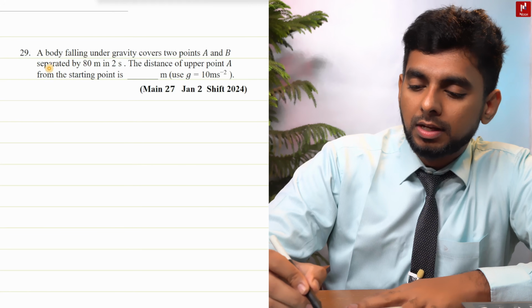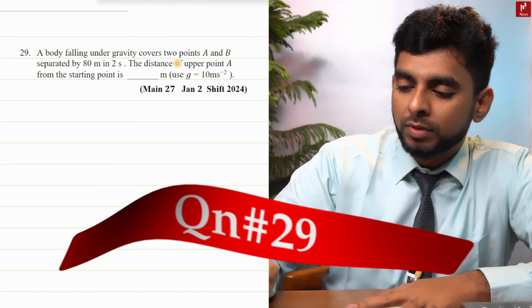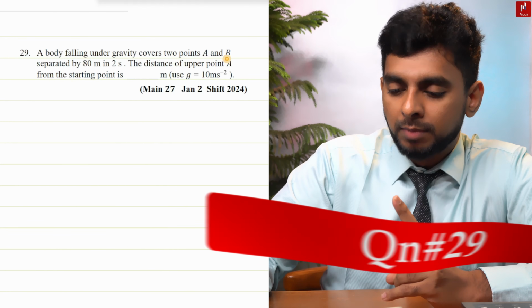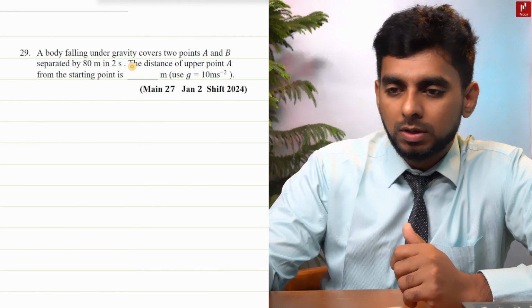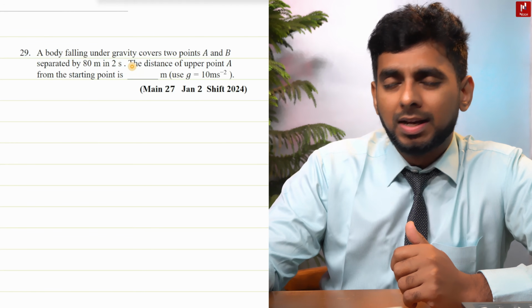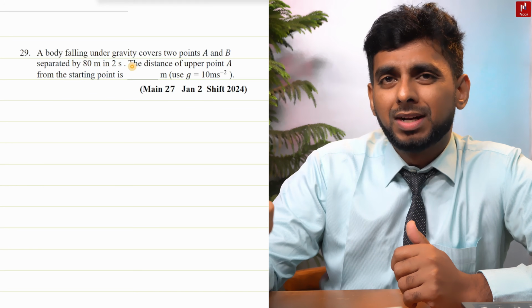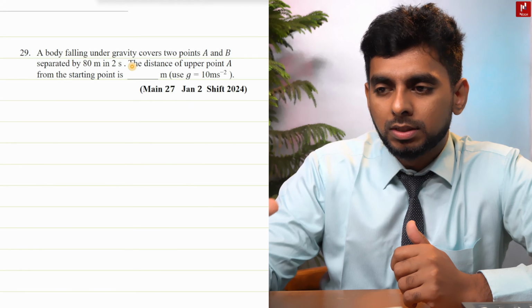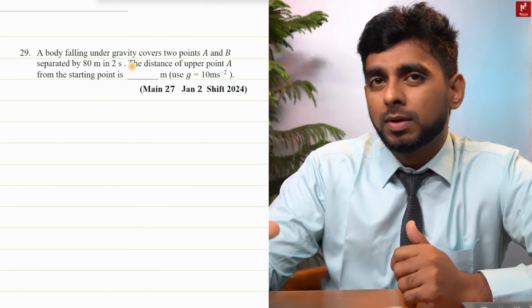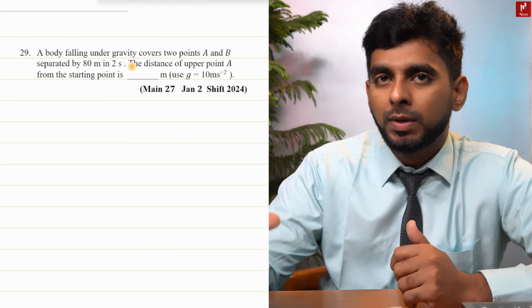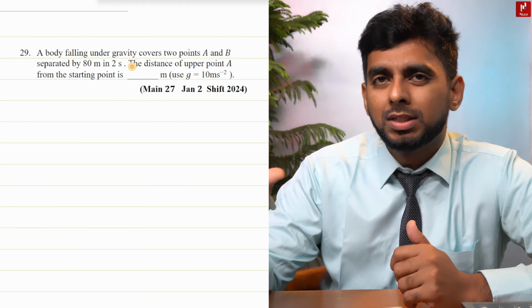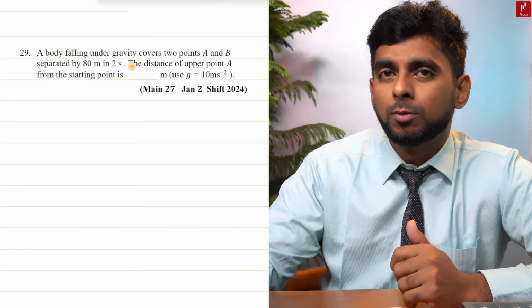Next question is, a body falling under gravity covers 2 points A and B separated by 80 meters in 2 seconds. So you're just going to drop a ball from a certain height. Got it? So it is moving under the influence of gravity. There was an instant where it was able to cover 80 meters in 2 seconds. Fine. So that was a journey in between the motion.